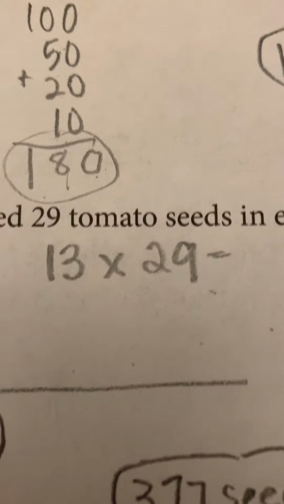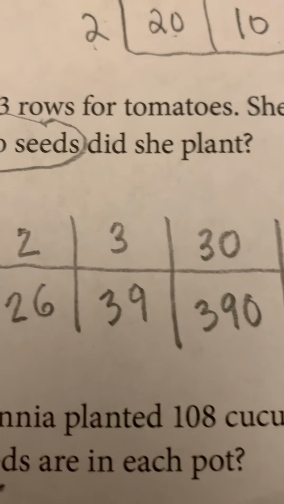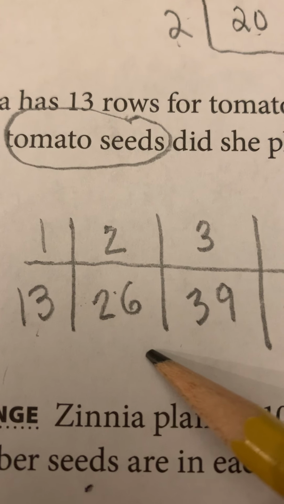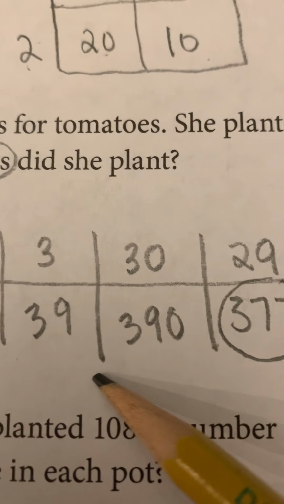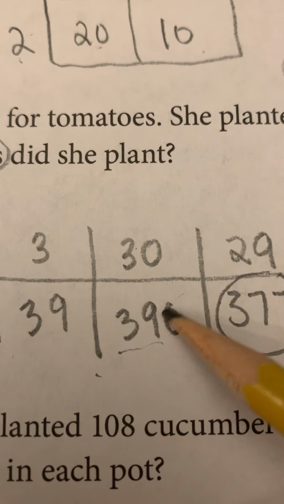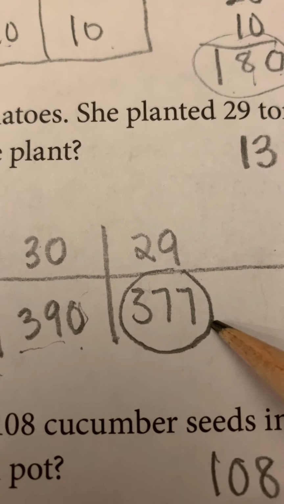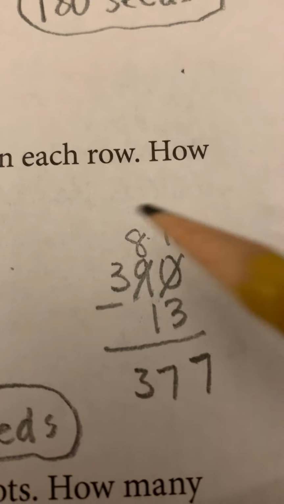Number 3, we're doing 13 times 29. I decided to do 13 times 30 minus 1 set. So I did 1 times 13, doubled for 2. I added 1 and 2 together to get 3. Then 30 is easy because I'm just multiplying by 10, move the 39 over, put the 0 in the ones place. And then this last one, 29, I'm going to take 30 sets and I'm going to minus 1 set. And that's over here.